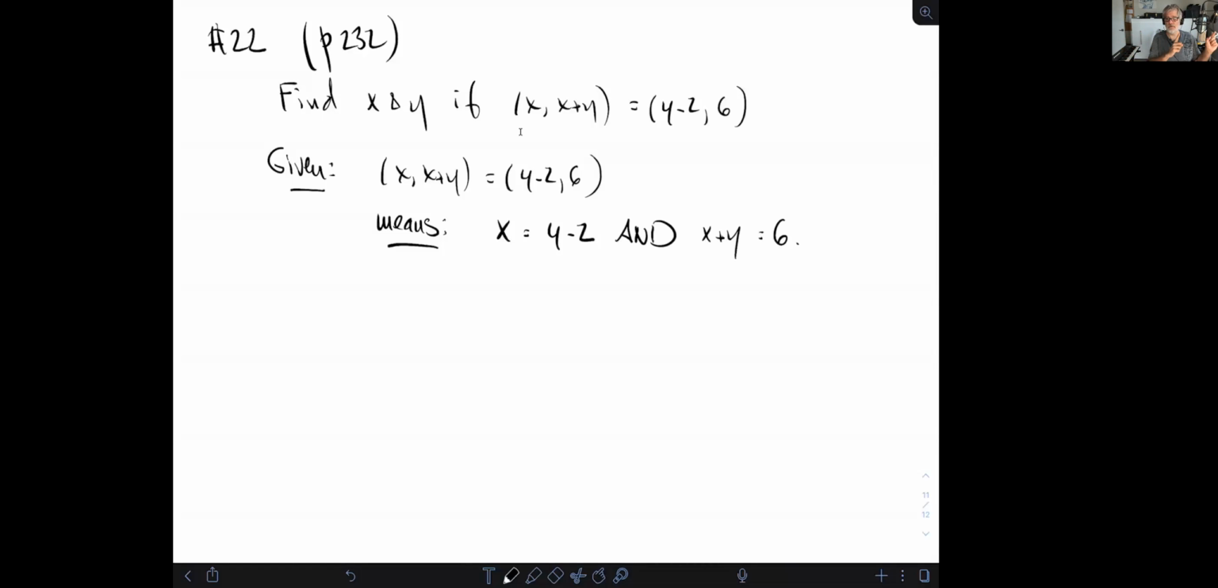They're equal. First coordinates are the same, second coordinates are the same, and so on. Okay, so what do I have here? I have that x equals y minus 2 and x plus y equals 6. Two equations, two unknowns, and they are linear equations on top of it.